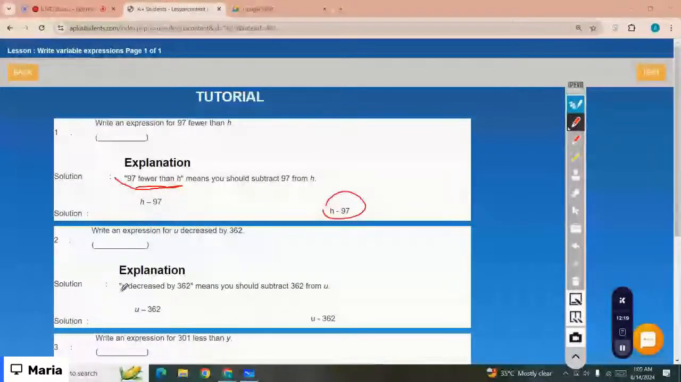The other example is to write an expression for 3 decreased by 2. Increased is addition and decreased is subtraction. So that would be 2 minus 3.